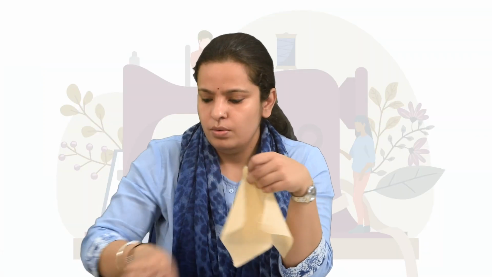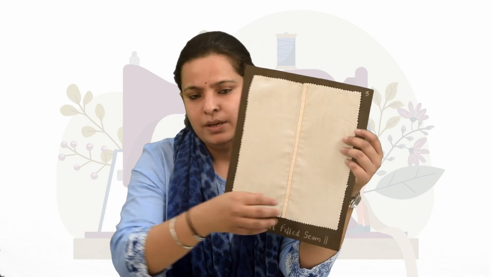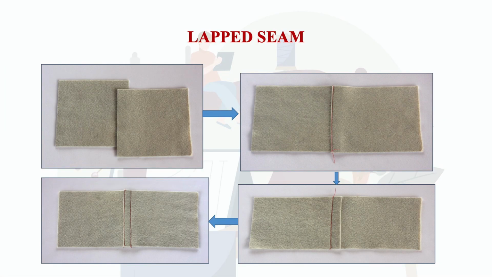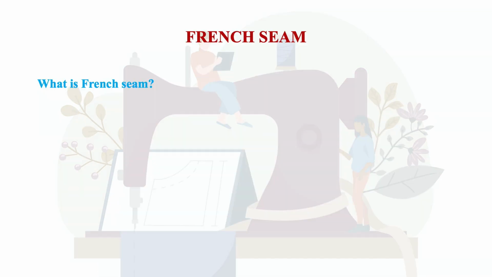This is how a lapped seam is created in this sample. We create one stitch from one edge, and then we do stitching at the back side to create another stitch. So this is how a lapped seam is made. This was the lapped seam, and it is used to reduce the bulk from the fabric.